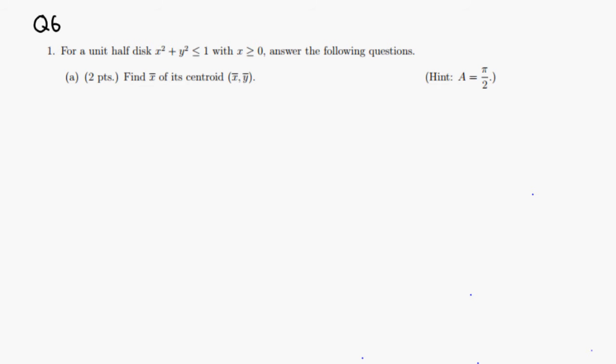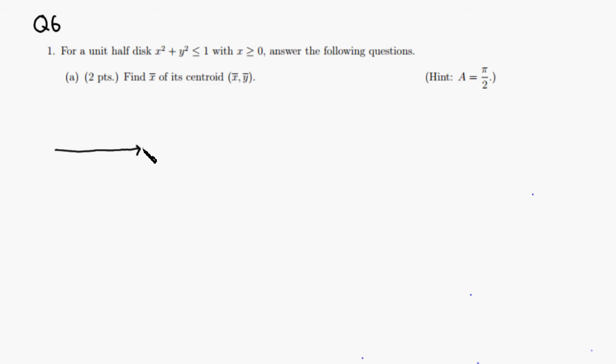Alright, let's look at quiz 6, number 1, part A. So let's find the x coordinate of the centroid because y bar is going to be 0. Since we're looking at the half disk, it's going to look like this.